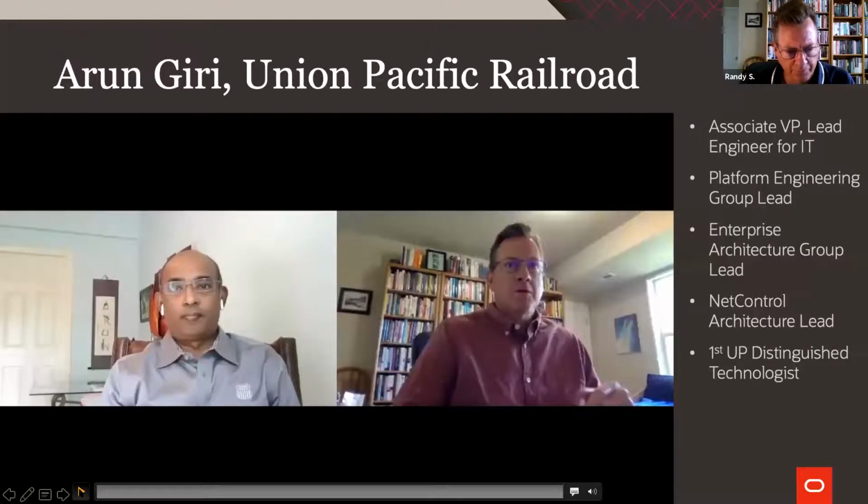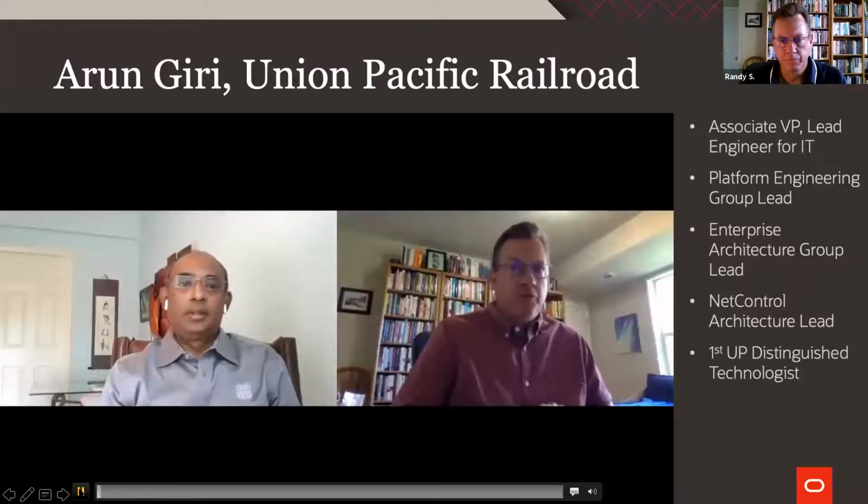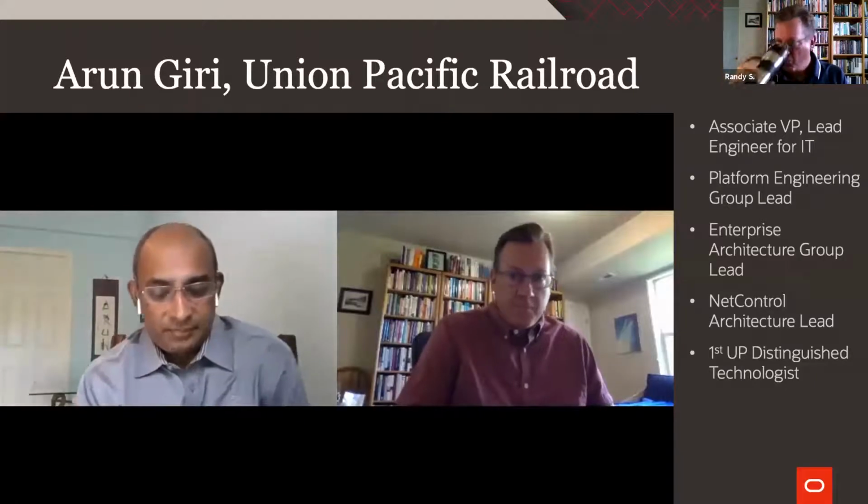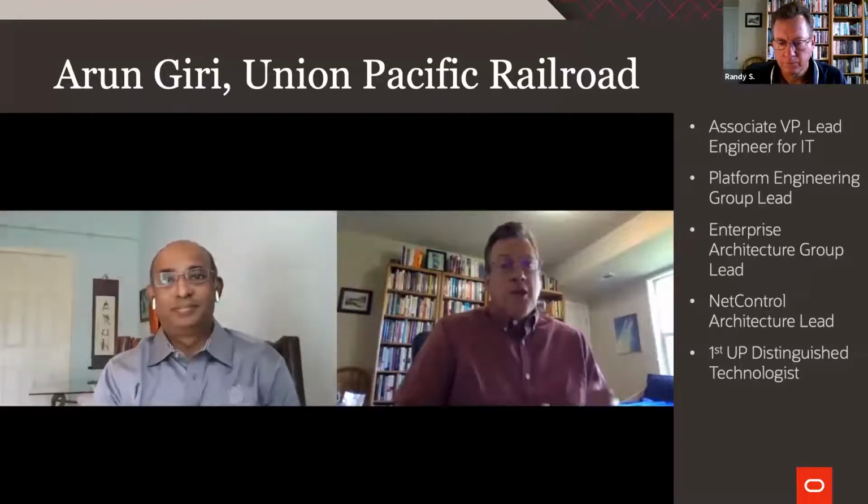So here goes. And Arun, could you please introduce yourself and your role at Union Pacific Railroad? Well, thank you for having me, Randy. So my name is Arun Giri. I am an associate vice president and lead engineer for IT at Union Pacific Railroad. Can you tell us a bit about the high-scale microservices system you're running on Coherence at Union Pacific?